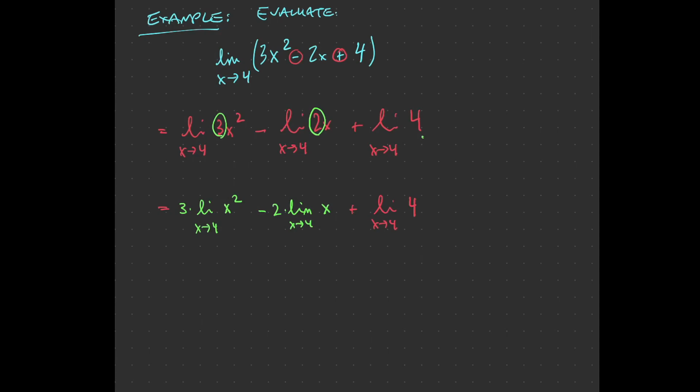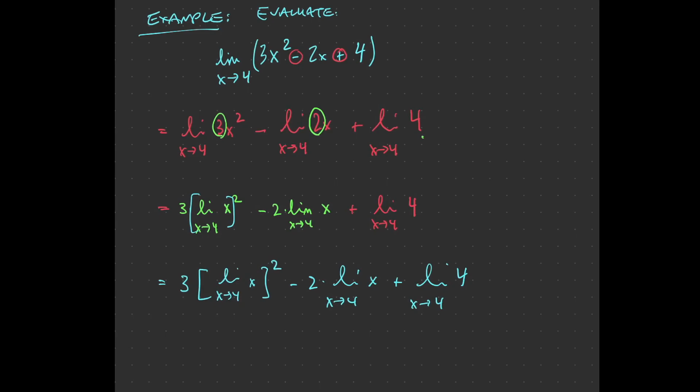And so from here, we could be extra thorough and say in here, we can change this to be the power of the limit, right? The limit of x squared is the same as squaring the limit of x. And so this becomes 3 times the limit as x approaches 4 of x, squared, minus 2 times the limit as x approaches 4 of x plus the limit of 4 as x approaches 4.